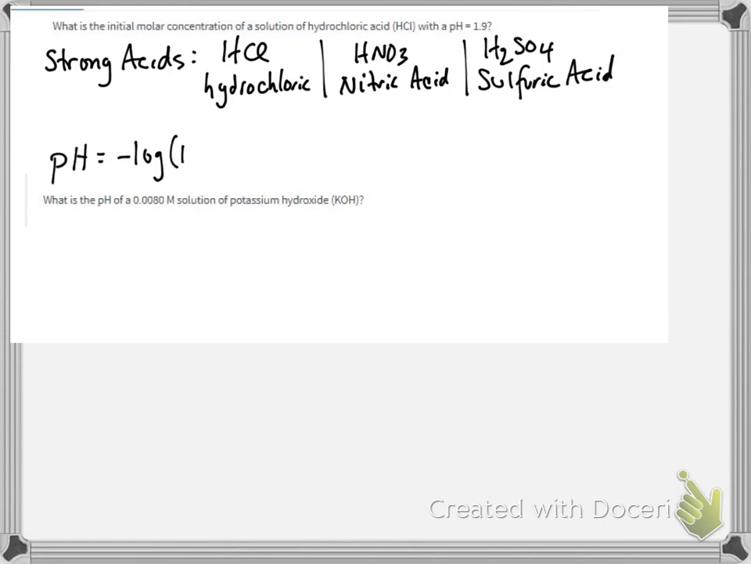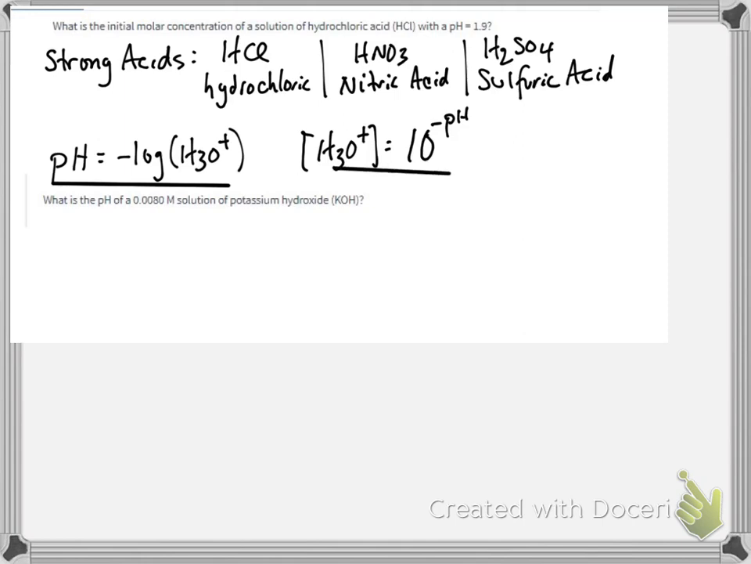So we're given that the pH is 1.9. So these are the two equations that relate hydronium ion concentration to pH. Either you're given the hydronium ion concentration and you're asked to calculate pH, or you're given pH like in this problem and you're asked to calculate hydronium ion. There are only two possible calculations.